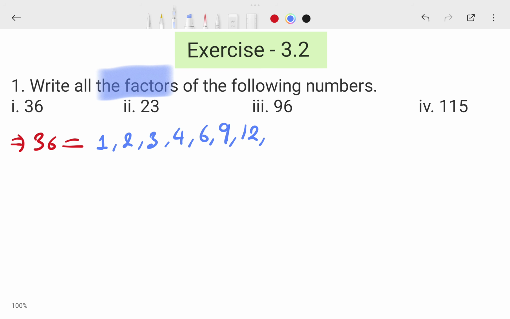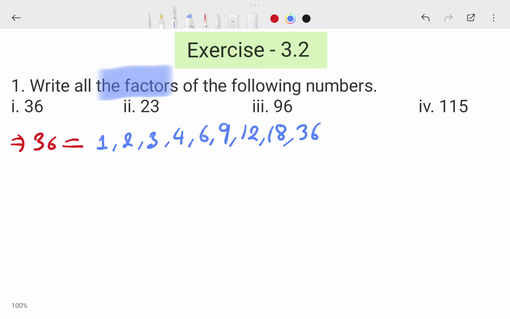In the 13, no. 14, 15, 16, 17, 18. In the 18 table it is there. After that, if you count the 19 table, 20 table, 21, 22, and after that if you count any table, 36 is not there. So the last factor will be 36 only.